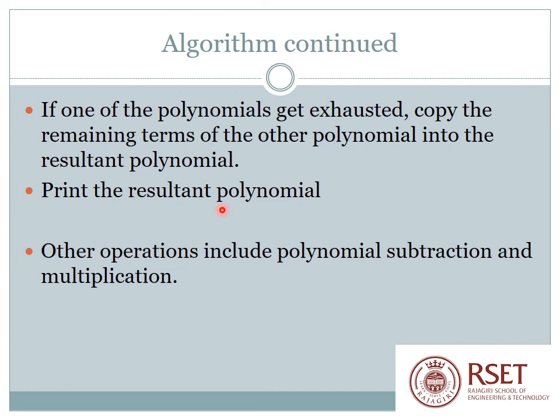Subtraction also is similar to this particular operation. Now, polynomial multiplication, you can use similar logic, that is, you have to traverse the arrays, but in a bit more complex way. As you know, in polynomial multiplication, you will be taking the first term of the first polynomial and multiplying it with all the terms of the second polynomial. Similarly, you will be taking the second term and multiplying it with all terms.